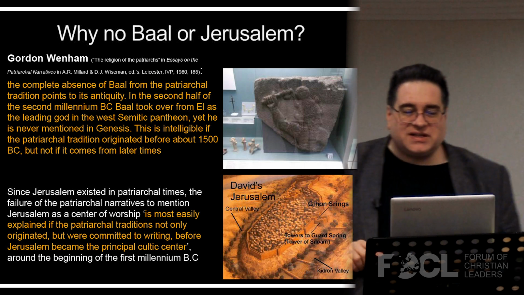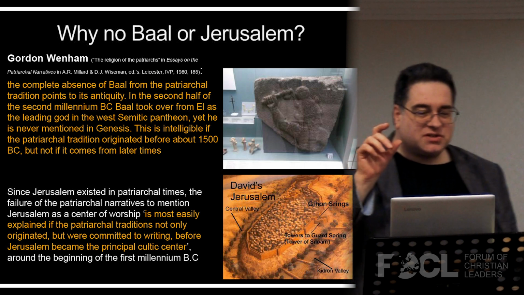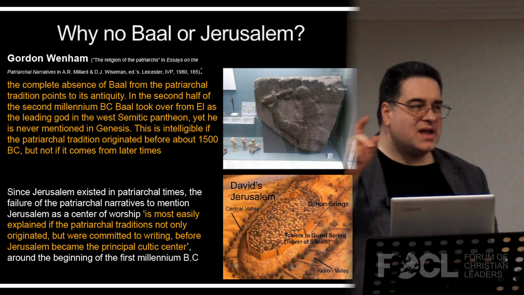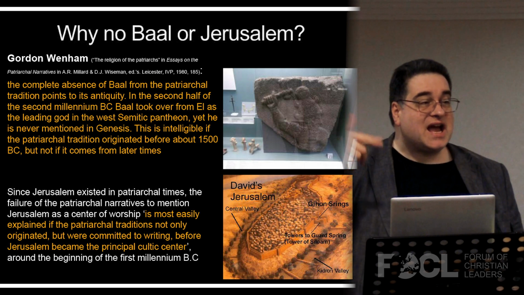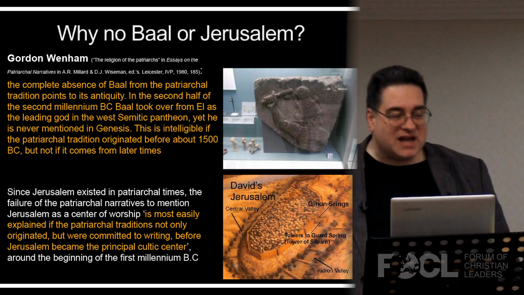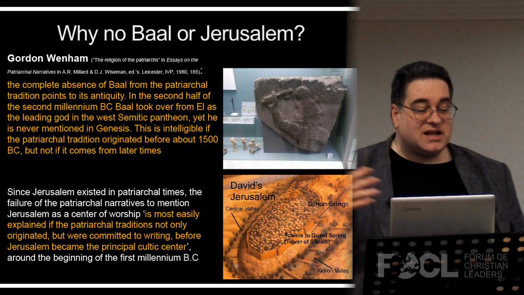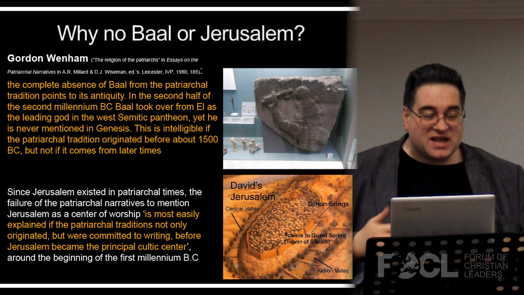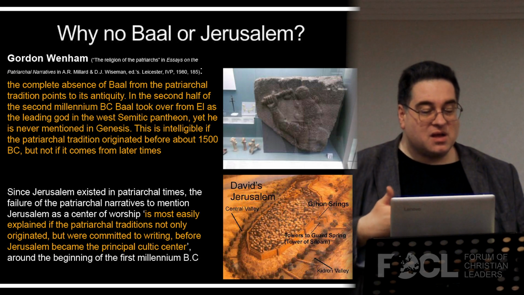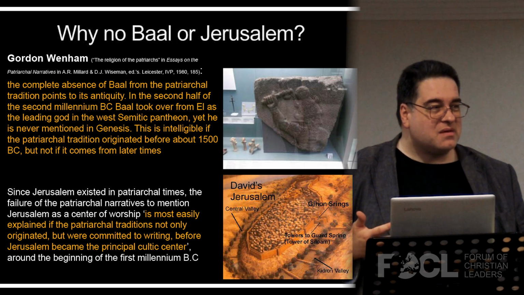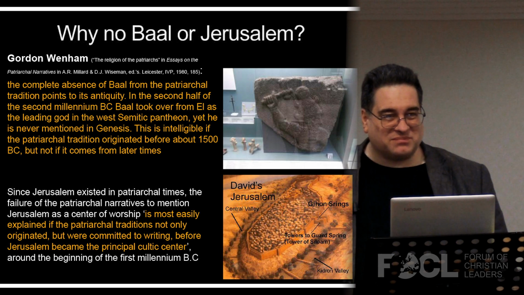Let's start with looking at the patriarchs here, and we'll come on to a specific about Dawkins and camels later. Gordon Wenham asks this interesting question about why in the Old Testament you don't get mentions of the pagan god Baal or Jerusalem at an early stage in the documents. He says the complete absence of Baal from the patriarchal traditions points to the antiquity of those traditions. In the second half of the second millennium BC, Baal took over from El as the leading god in the West Semitic pantheon of gods. Yet he's never mentioned in Genesis, which is entirely intelligible if the patriarchal tradition originated from before about 1500 BC, but hard to understand if it comes from later times.